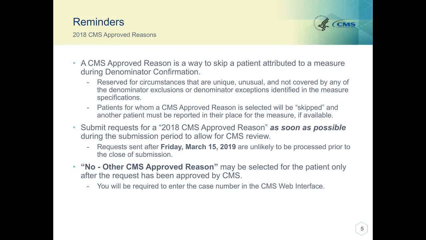Okay, this is a reminder about a CMS-approved reason as a way to skip a patient. Should you require a CMS-approved reason, you have to go through a process of submitting your request to the Quality Payment Program Service Center. This slide tells you specifically how to submit the request, and also what information to include with your request.